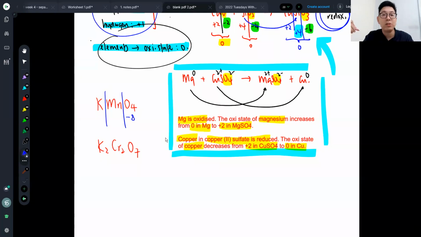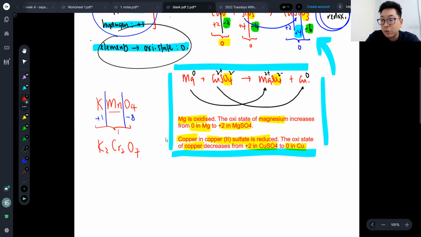Then I will look for metals in group 1 and group 2, because they will never change. Group 1 is always +1, group 2 is always +2. And then, most of the time, they'll tell you what they want to find, so they'll say find the oxidation state of manganese. Everything must add up to 0, so how do we add up to 0? +7.